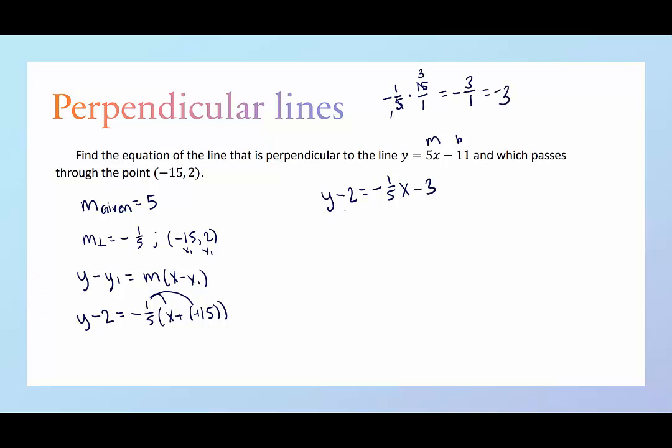We get a -3. We'll add 2 to both sides just to get it truly in slope-intercept form, which is y equals mx plus b. And we have y equals m, -1/5, x, and then b is going to be -3 plus 2, which is -1. So this would be the entire equation in slope-intercept form of the line that's perpendicular to that given line.